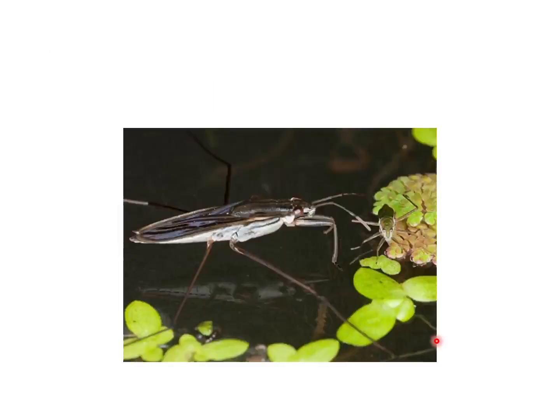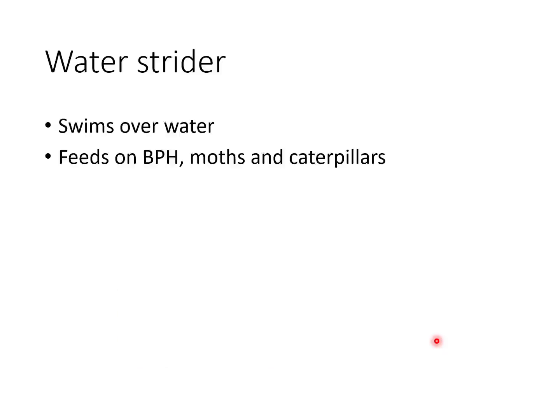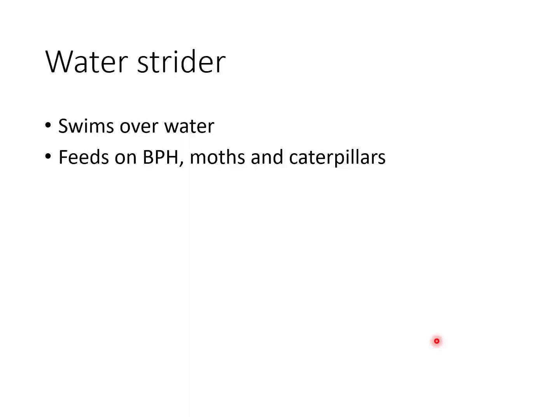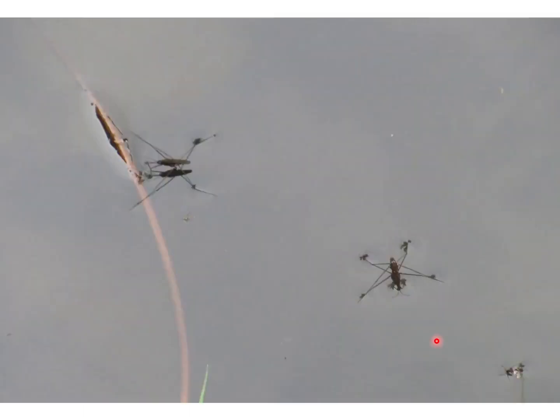Then water striders. You might have seen this kind of insect with long legs moving over the water surface. You might have seen in fresh waters insects with long legs skating over the water surface. That's why it is called water striders. These feed on BPH, moths and caterpillars. So there are several bugs which feed on insects from the paddy fields.